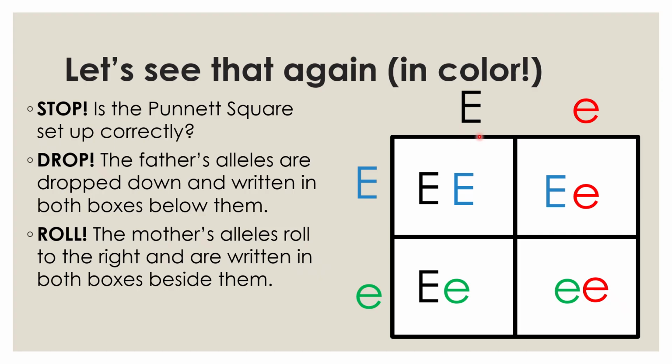Look very carefully at where the black E is placed, the black big E, which is one of the father's alleles. It drops down to the boxes directly below it. The dad's little e, which is in red, drops down directly into the boxes below it. The mother's big E, which is in blue, rolled right to the boxes directly beside it. The mom's little e on the bottom row rolled to the right into both boxes.